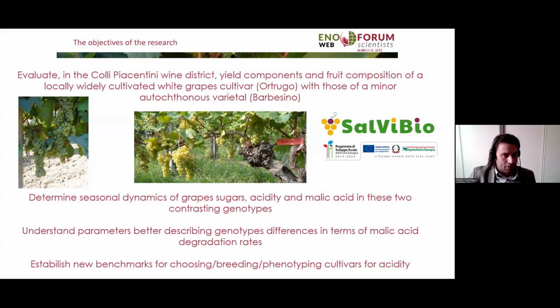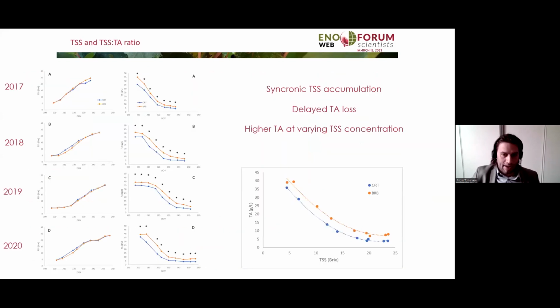The general goal is to find new benchmarks for choosing cultivars at farm level, at district level, or maybe for the process of breeding or phenotyping cultivars directly for acidity, these issues.